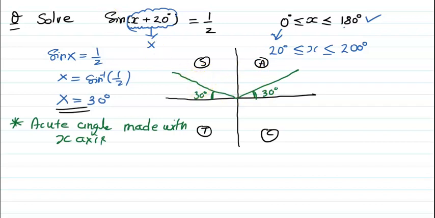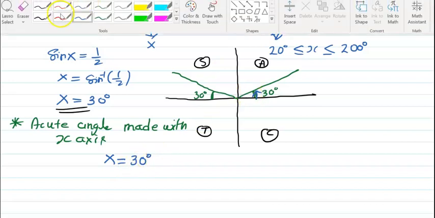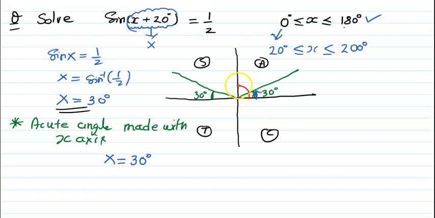Okay, now let's start writing the final values. So our first value is 30 degrees. See my blue color. So capital X is 30 degrees. You start moving, see my red color. You start moving from here and you stop.